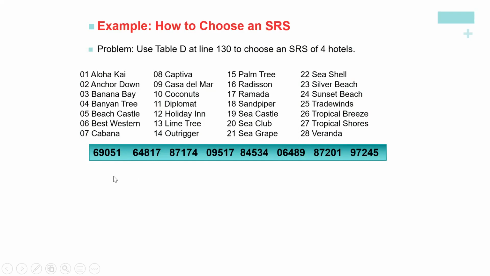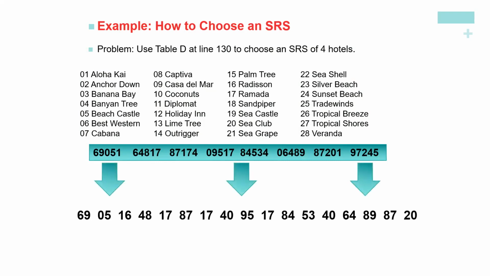So if we go through and group numbers by 2 digits, that means I have the first 2 digits, 69, 05, 16, and so forth. So I'm just grouping them by 2s because I have a possible option of up to the number 28.